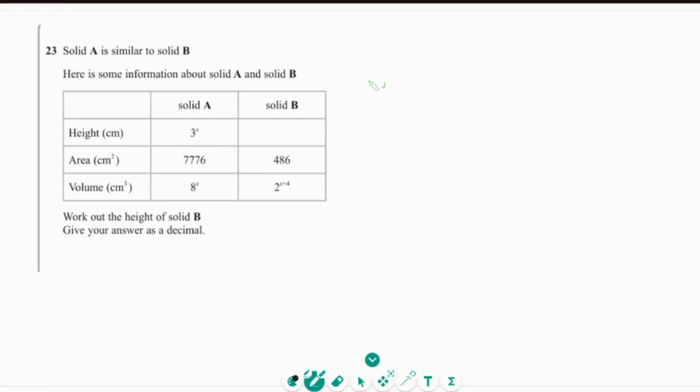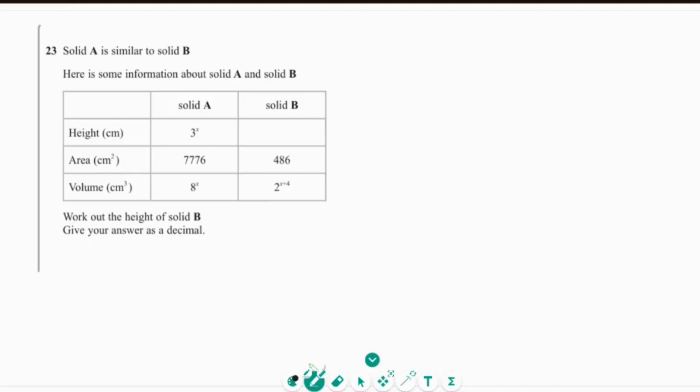Let's have a look at this grade 9 question. It's a mixture of two topics, similar shapes and dealing with powers and indices. Okay, so first step is just considering scale factors.